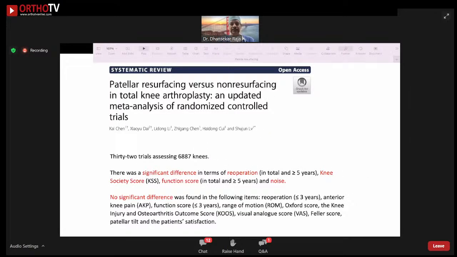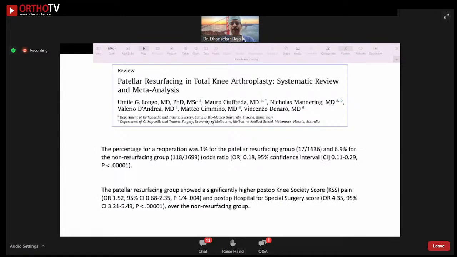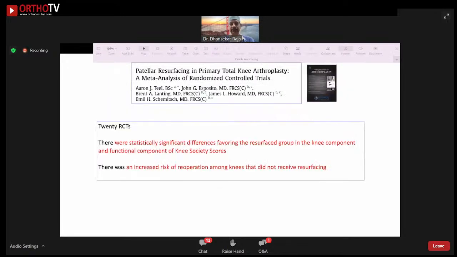There is newer literature saying that there is a higher chance of reoperation after 5 years if you have a non-resurfacing. There is no significant difference up to 3 years, and there is no difference in incidence of anterior knee pain or functional score. There's one more meta-analysis which says that if you have a patellar resurfacing, the reoperation rate is 1% compared to 6.9% if you don't resurface. But again, resurfacing is easy.